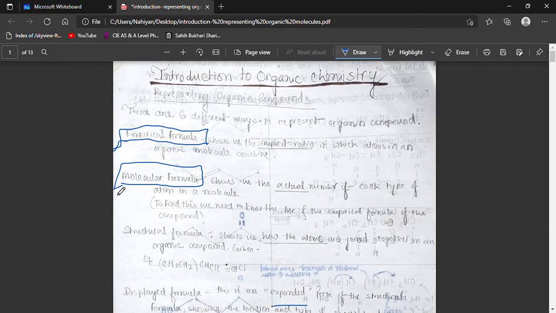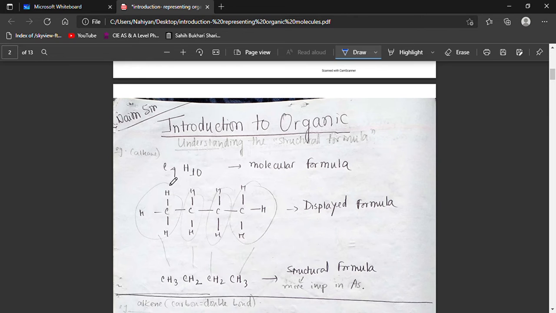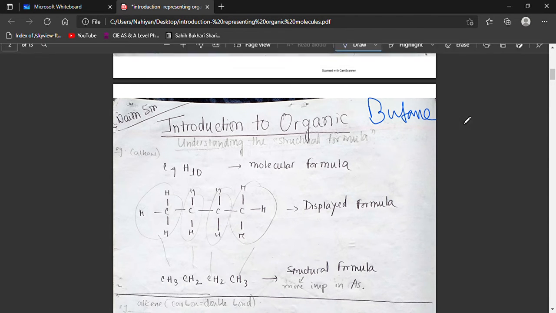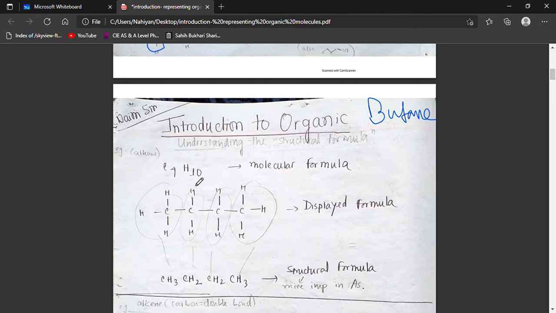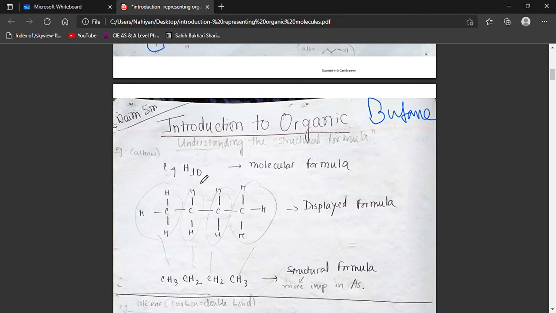So first of all, we talked about the molecular formula. So for instance, let's talk about butane here. We have the molecular formula of butane, C4H10. We have the number of carbon atoms, and we have the number of hydrogen atoms all together. Nothing about the structure. So that's just the molecular formula, and this is the displayed formula showing how the butane actually is.